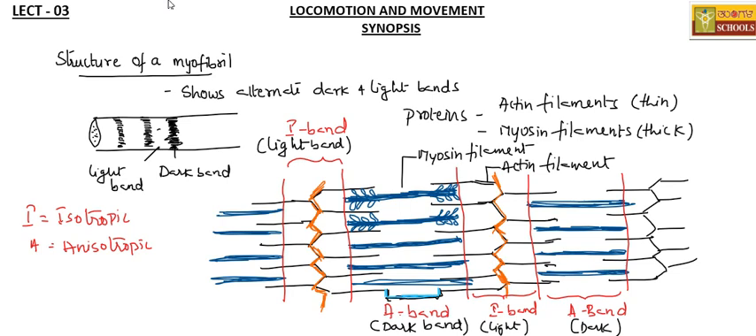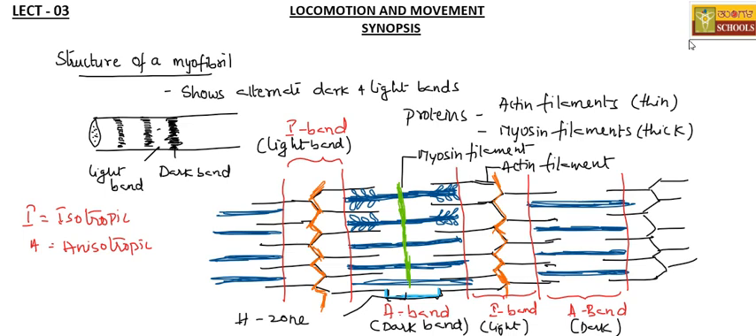So this is the H zone. You find the H zone in the A band. Now at the center of this A band, exactly at the center, we find one membrane. So there is a membrane exactly at the center of this A band.